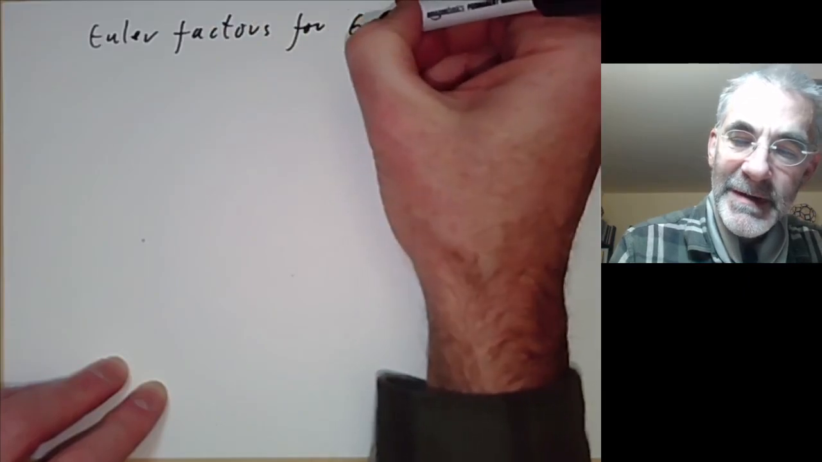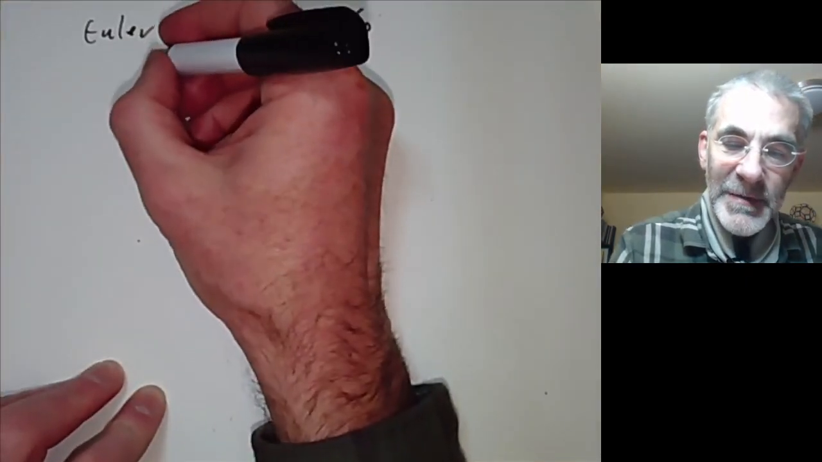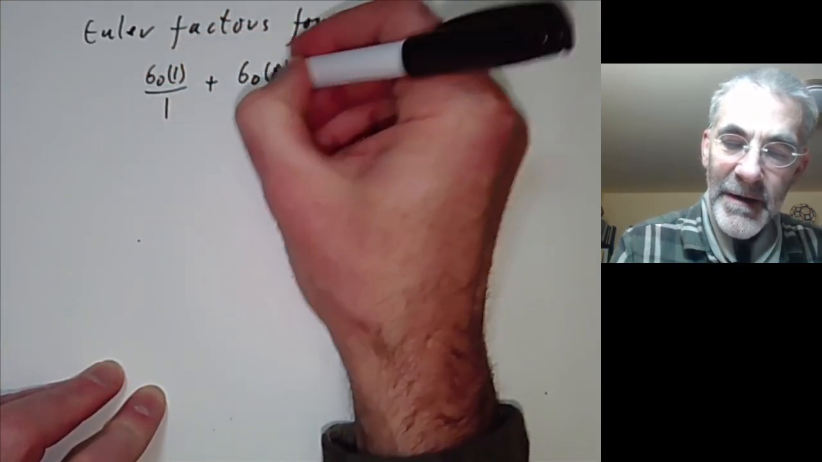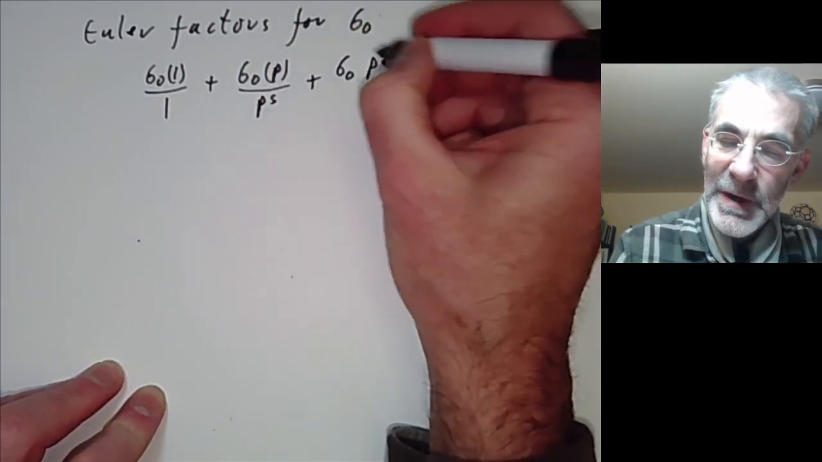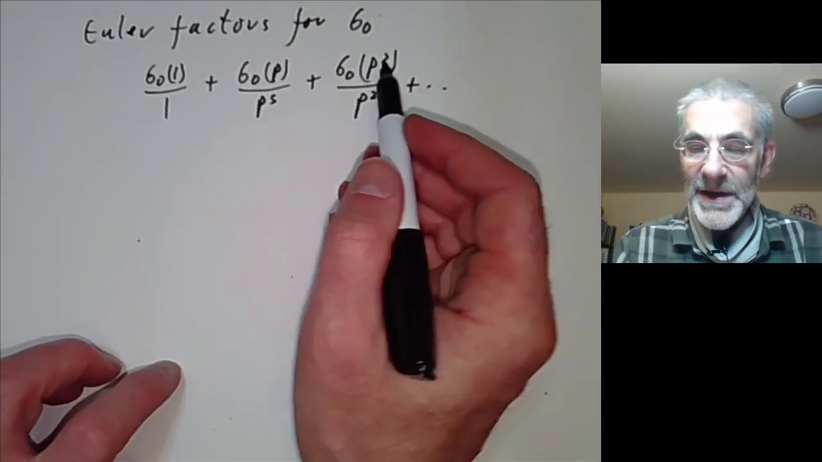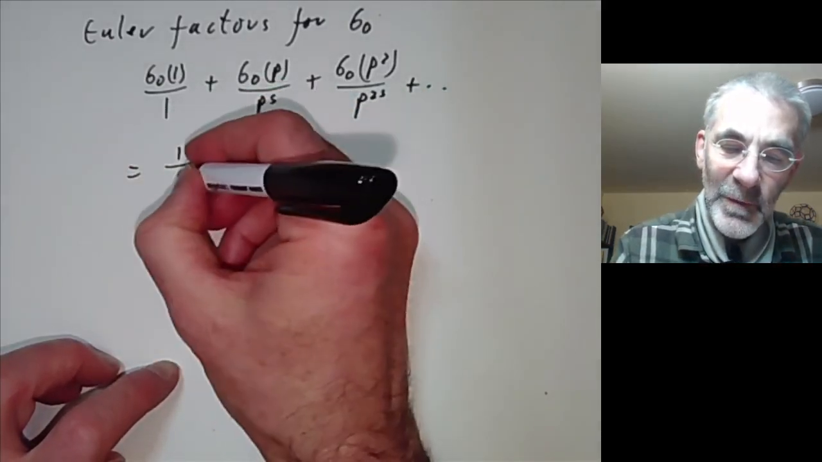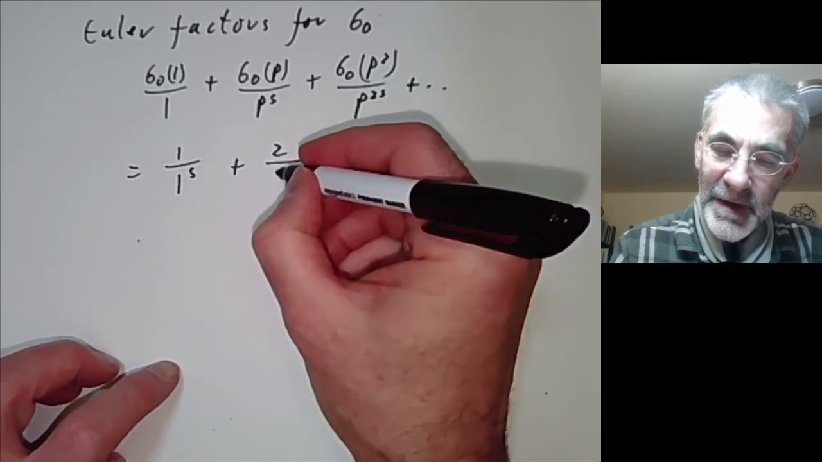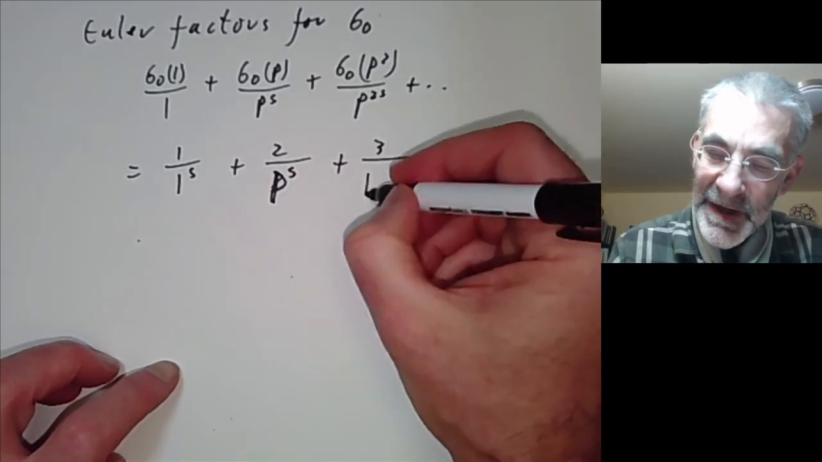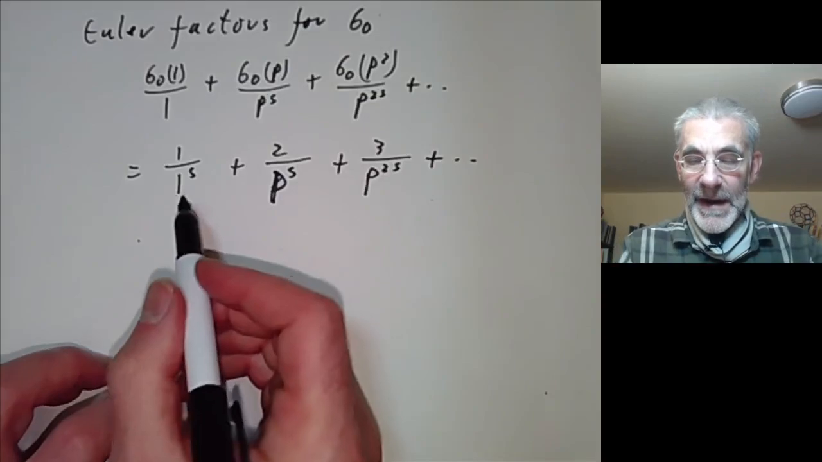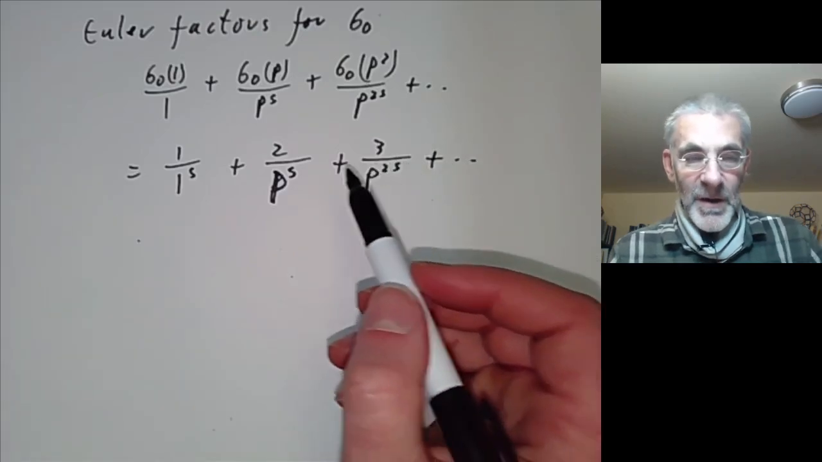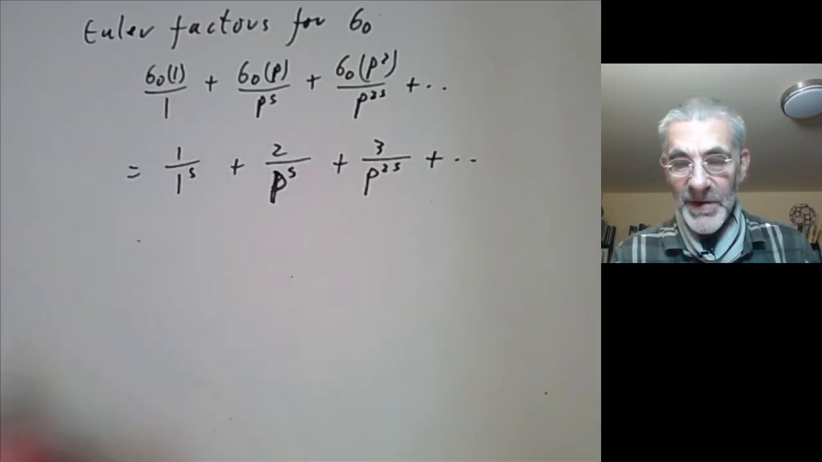So let's work out the Euler factors for sigma 0. What we need to do is form sigma 0 of 1 over 1 plus sigma 0 of p over p to the s plus sigma 0 of p squared over p to the 2s, and so on. We should remember what sigma 0 is. This is just the number of factors. So this becomes 1 over 1 to the s plus 2 over p to the s plus 3 over p to the 2s, and so on. Now this is looking much more reasonable because the numerators are just going 1, 2, 3, instead of going wildly all over the place as sigma 0 does.